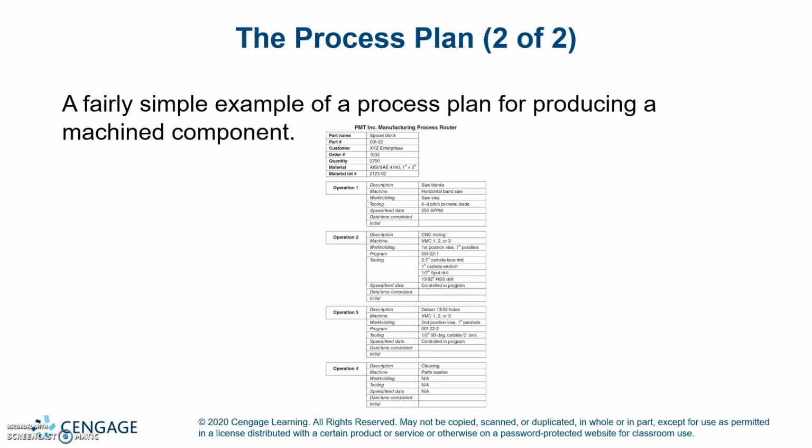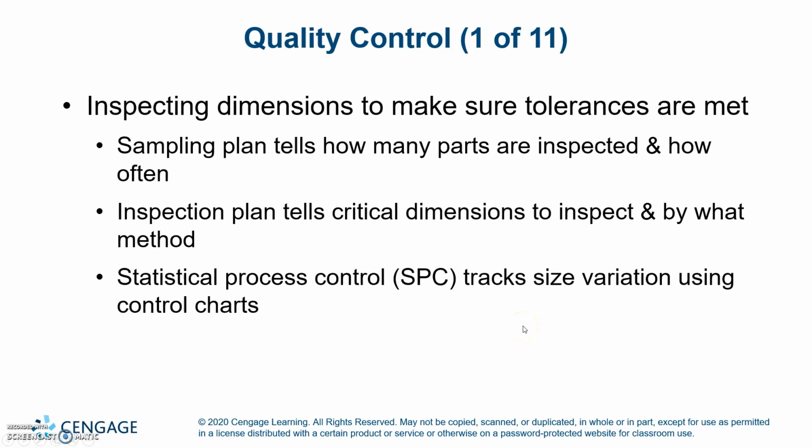A fairly simple example of the process plan for producing a machine component. So this breaks it down into operations, what's going to be happening in that operation. So you're going to saw the blanks, CNC mill, deburr, and clean. Inspecting dimensions to make sure tolerances are met.